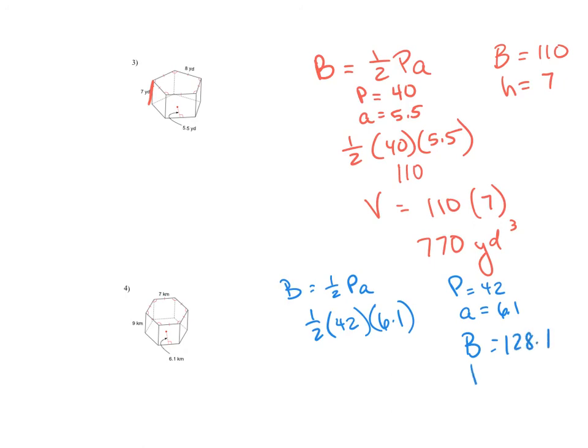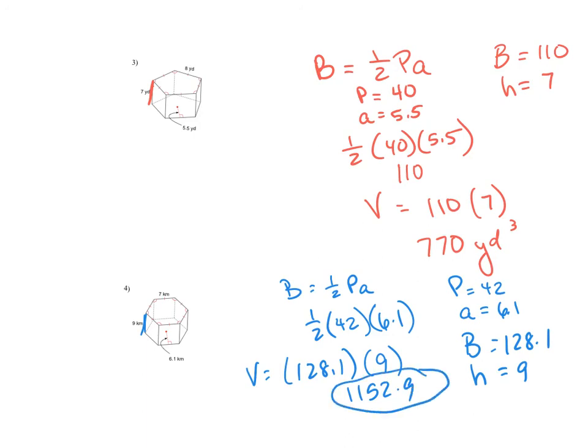And now we have to find the height of the prism, which is this height right here. How high it is from hexagon to hexagon, which is 9. So when we multiply that times 9, we get the volume equals 128.1 times 9, which is 1152.9 is our answer. And this is in kilometers cubed. So that's a huge prism right there.